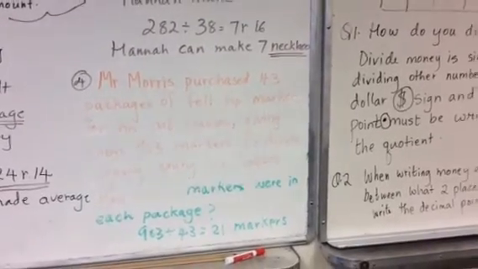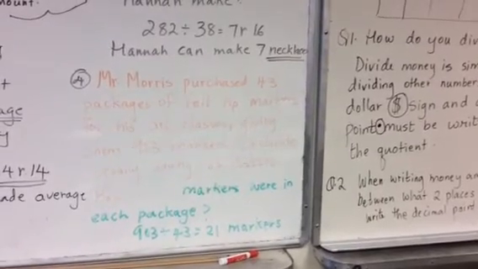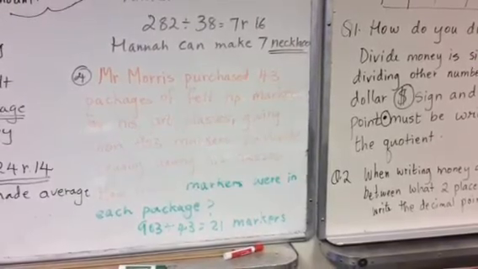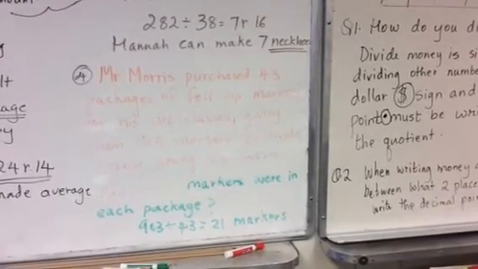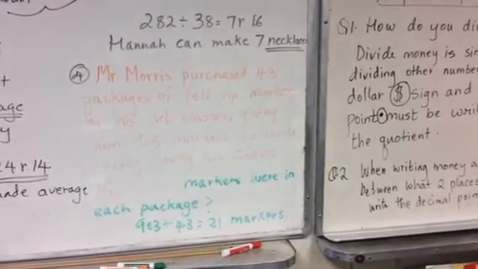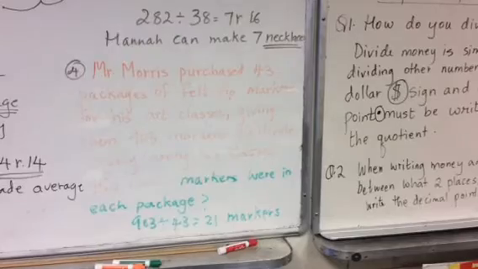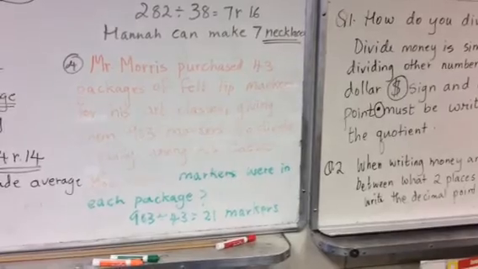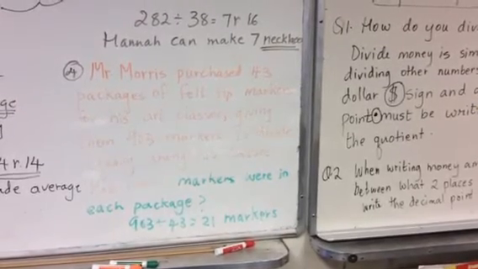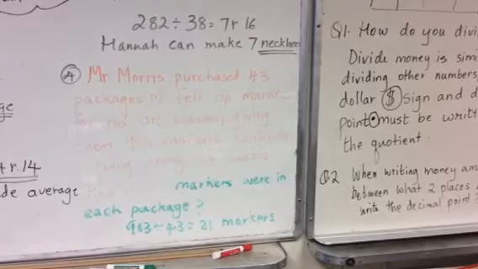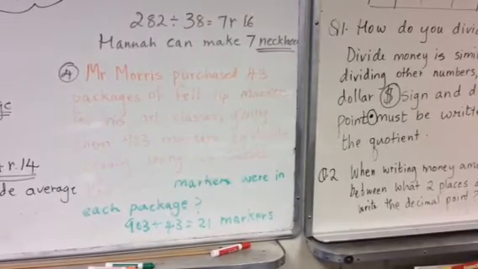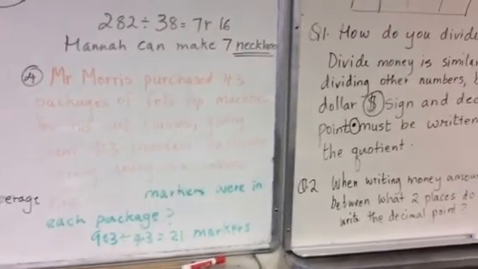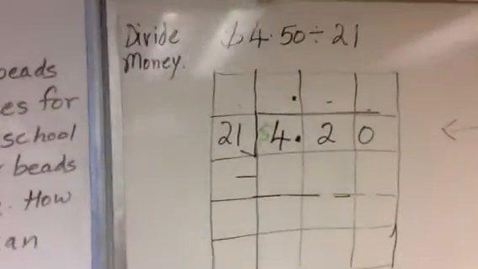My marker, boys and girls, is fading away, but I just wanted a different color to give you a little difference between all the different story problems. So here again, Mr. Morris purchased 43 packages of felt tip markers for his art classes, giving them 903 markers to divide equally among his classes. So 903 divided by 43, you will get 21 markers. So how many markers were in each package? There were 21 markers in each package. Okay, let's look at now. We have to learn how to divide money.